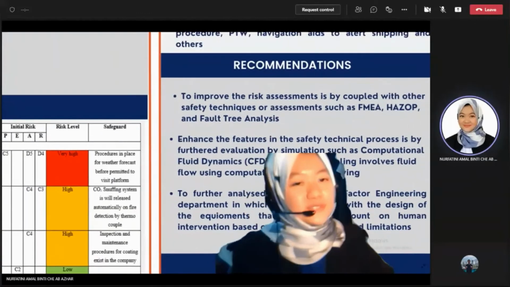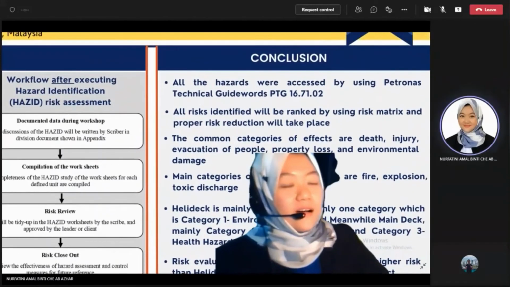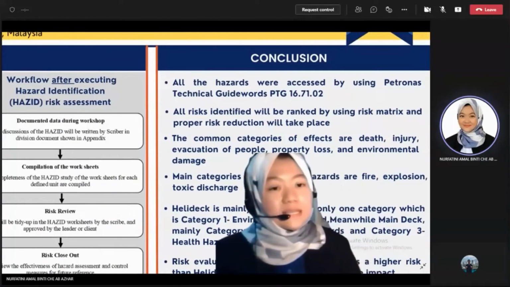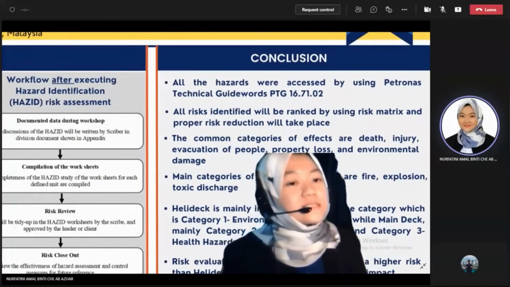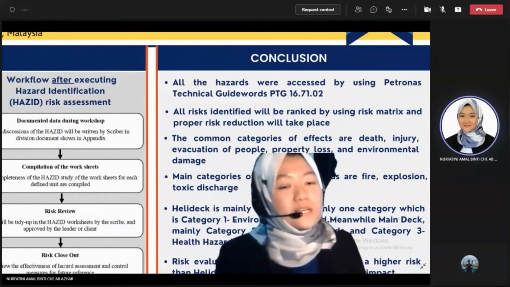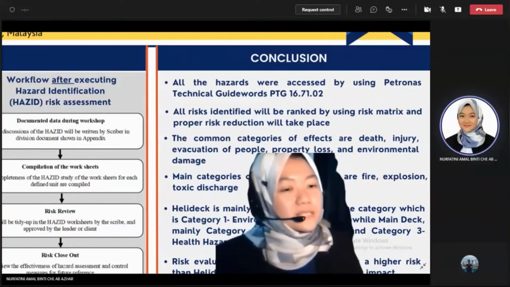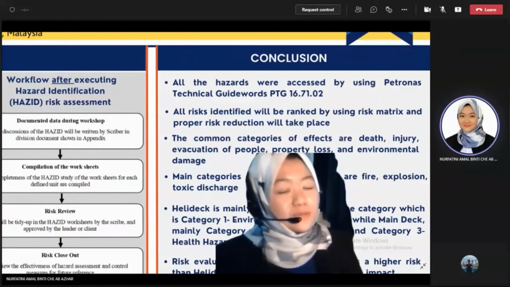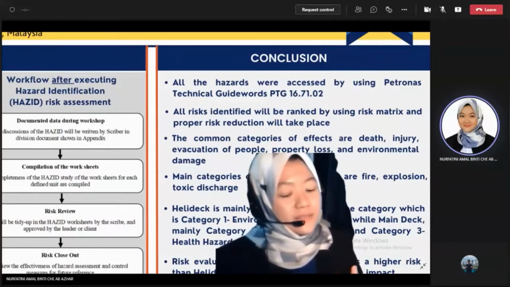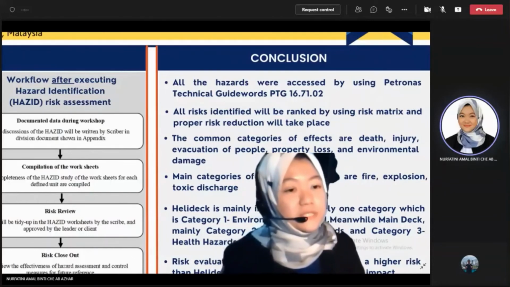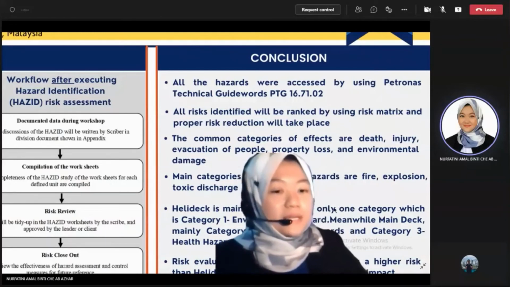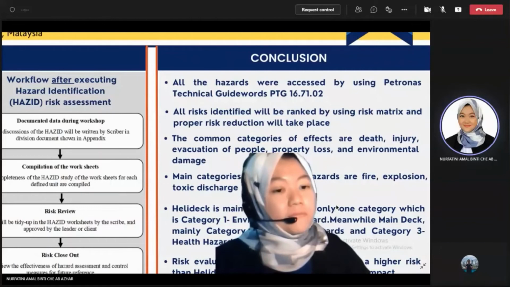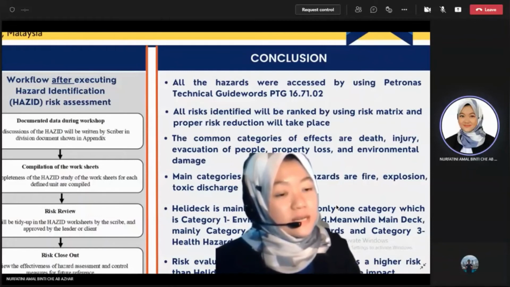Lastly, for my conclusion, all the hazards were assessed by using the Petronas Technical Guidelines, which is PTG 1671.02 section. All risks identified were ranked by using the risk matrix, and proper risk reduction takes place. The common categories of effects are death, injury, evacuation of people, property loss, and environmental damage. The main categories of this risk assessment with significant hazards are fire, explosion, and toxic discharge.